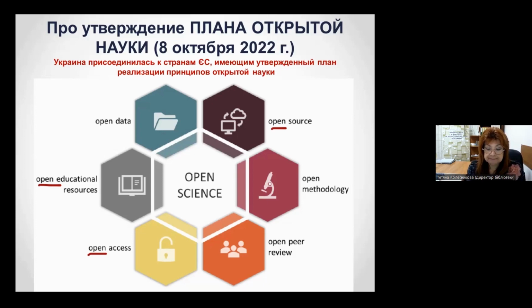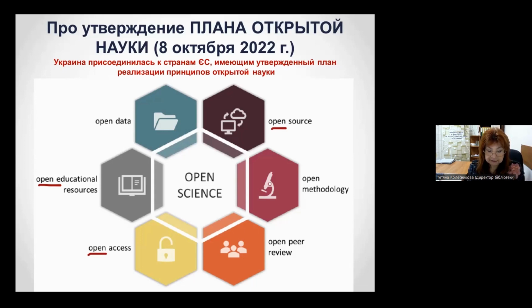каждый вуз получил опросники о состоянии имплементации рекомендаций ЮНЕСКО по открытым образовательным ресурсам. Это были первые положительные сдвиги. Их предложили заполнить с целью проведения первых консультаций между министерствами и академическими сообществами. Два месяца продолжались эти консультации, и 8 октября 2022 года Украина решением правительства официально присоединилась к странам Европейского Союза, имеющим утвержденный план реализации принципов открытой науки.